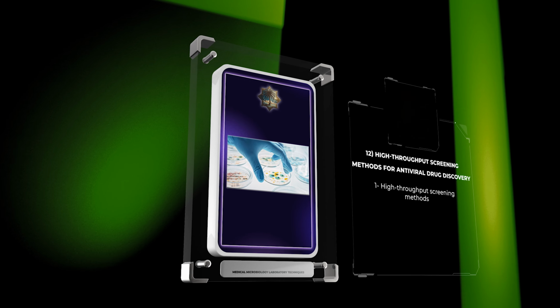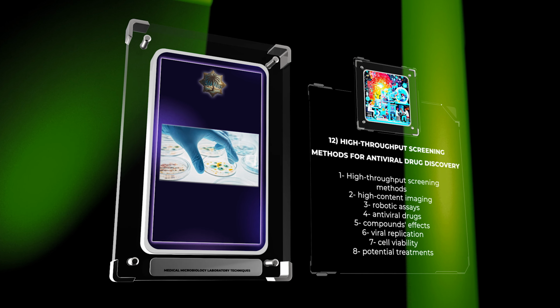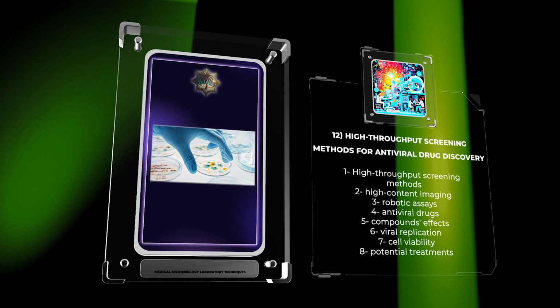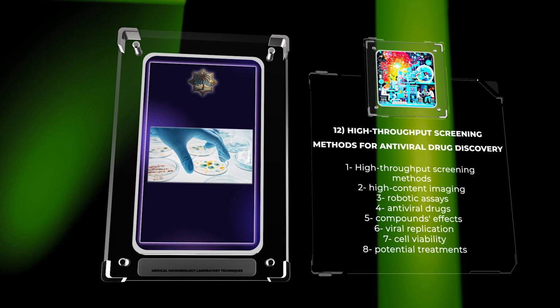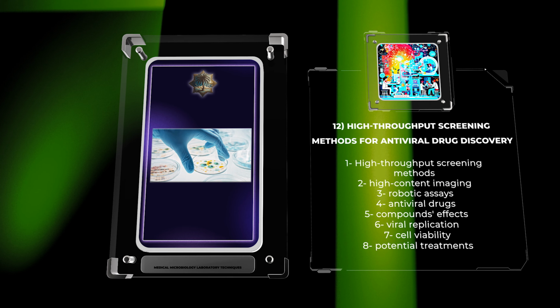High-throughput screening methods, like high-content imaging and robotic assays, are valuable tools for discovering antiviral drugs. They allow for rapid analysis of compounds' effects on viral replication and cell viability, helping to identify potential treatments faster.